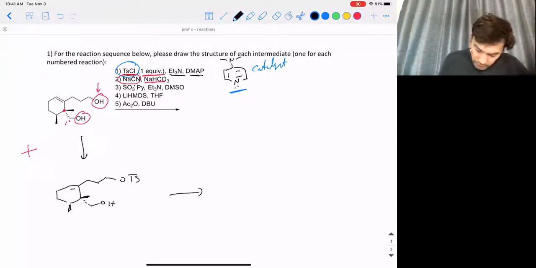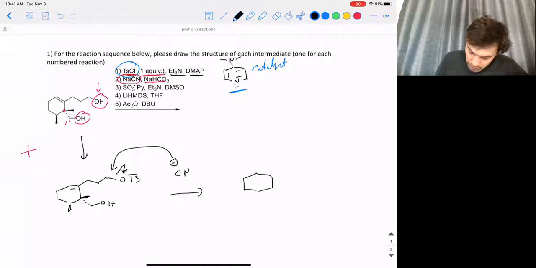And cyanide, of course, is going to be a fantastic nucleophile. We're going to take advantage of having made that other alcohol into a good leaving group before. So we're just going to do an SN2 reaction there, like so.